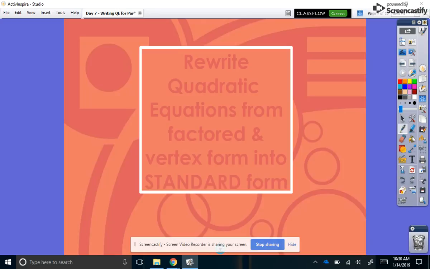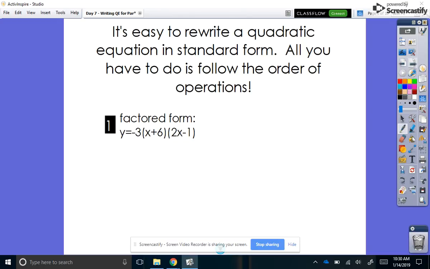Next, we're going to switch in between forms, so going from factored form to vertex form into standard form and so on. So factored form, we kind of talked about this earlier. If you write an equation in factored form, you can put this in standard form by FOILing these two things first and then distributing the negative 3.